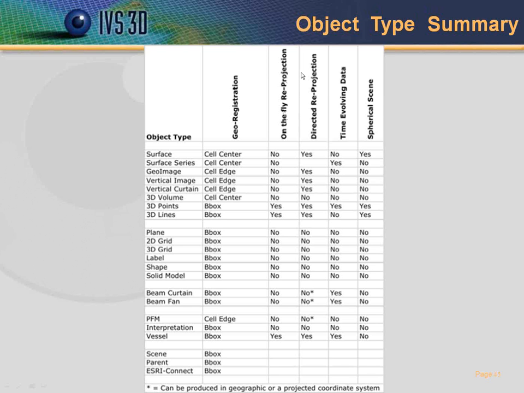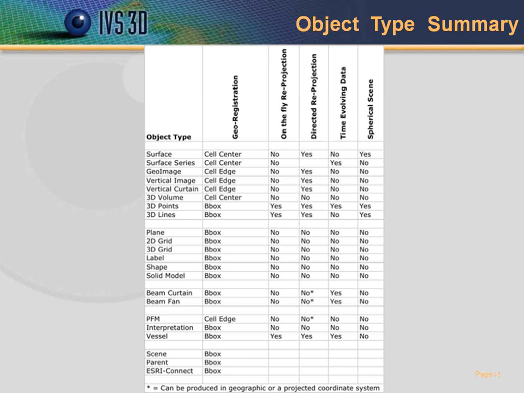There are many objects that do support reprojection. So for example, let's say you have geographic data, but you want to look at it in UTM zone 19. You can load your geographic data in, load a surface in, and set your scene to be UTM zone 19, and then in the georeferencing tab of the object, basically say, reproject my surface now to the UTM zone of interest.